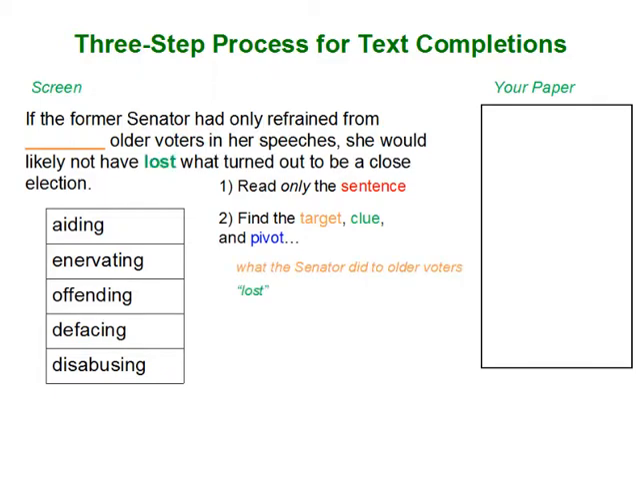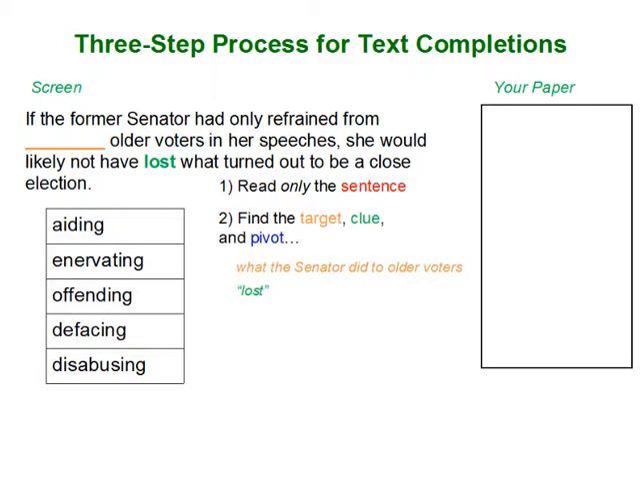Here, the target is clearly something that the senator has done. So if the senator had only refrained from doing something to these older voters, okay, so our target is something the senator did to those voters. And the specific clue here that we have is that whatever the senator did to the voters, it lost her the election. So therefore, we can think, oh, it must have been a bad thing that she did to the voters.